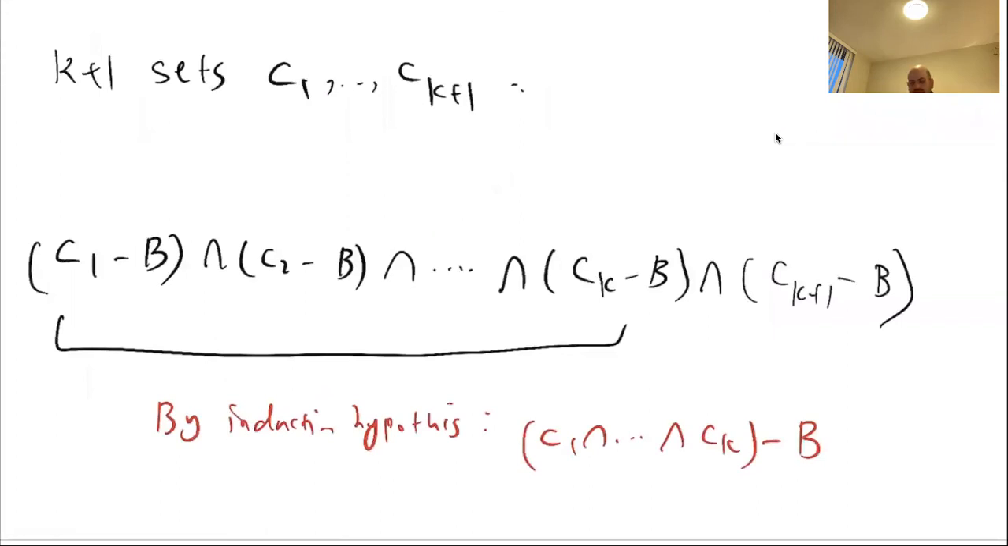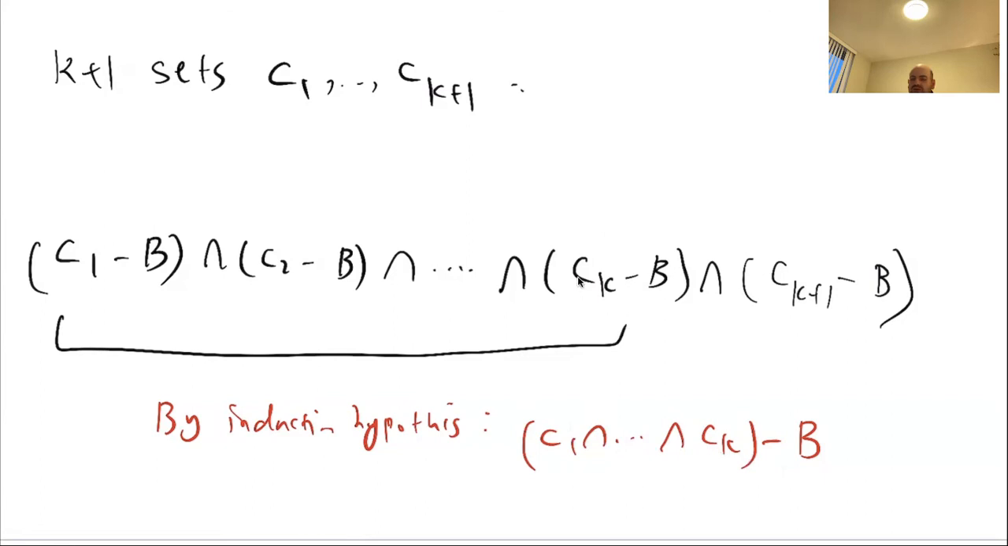So I start with the left-hand side of the equality star, which means (C1 minus B) intersection (C2 minus B) all the way to (C(k+1) minus B). Now, if you look at the first part of this intersection, (C1 minus B) intersection to (Ck minus B), I can apply the induction hypothesis to it because there are k sets here, C1 to Ck. And I'm assuming that for any k sets, as long as the number of sets is k, the equality star holds: (C1 minus B) intersection to (Ck minus B) is the same as (C1 intersection to Ck) minus B.